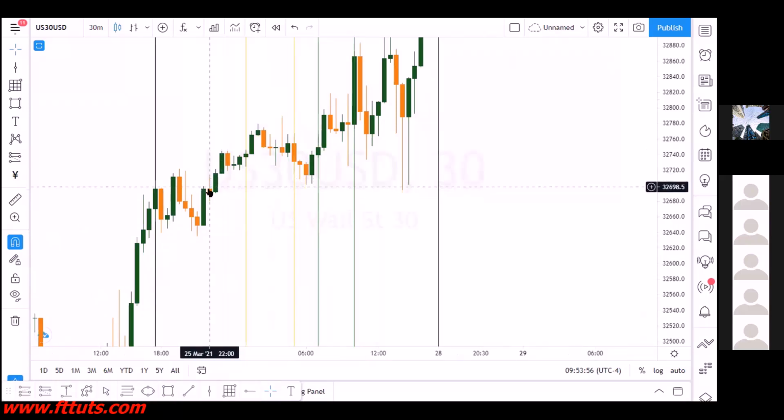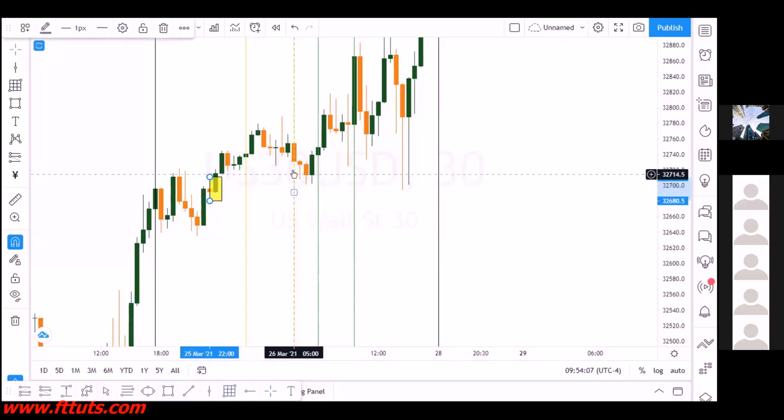We had a demand order block right here in price. This demand order block will be our directional demand order block.